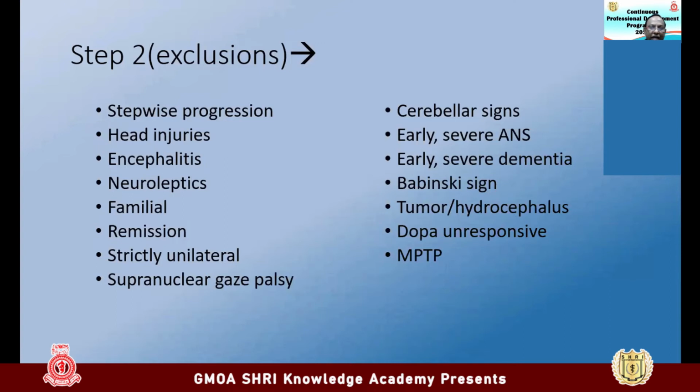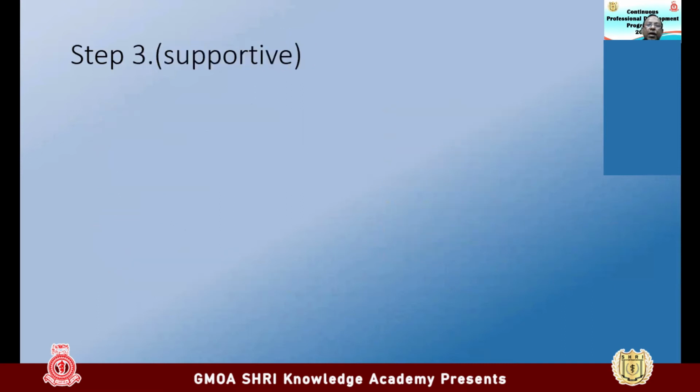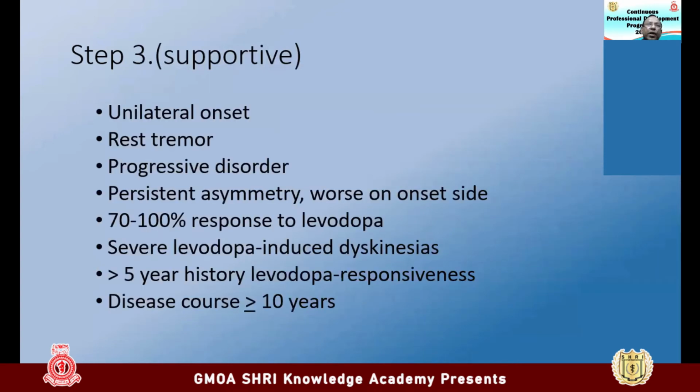I am not going by single ones. If you can see this list, all these are features for secondary causes. If any of these are present, you are not calling them idiopathic, but mind you, all these patients have Parkinsonism. Then comes the supportive criteria for idiopathic Parkinson's. What are the supportive criteria? Unilateral onset. One of the most important things I have to stress here: in all these idiopathic Parkinson's patients, the symptoms are initiated unilaterally, so on one side, right? The rest tremor is one of the things.